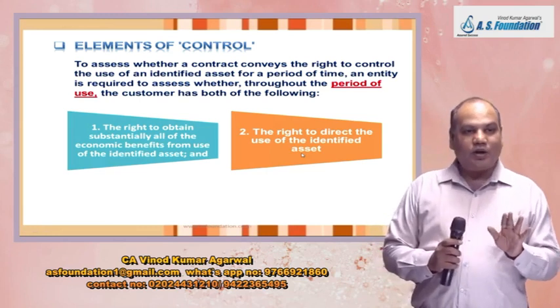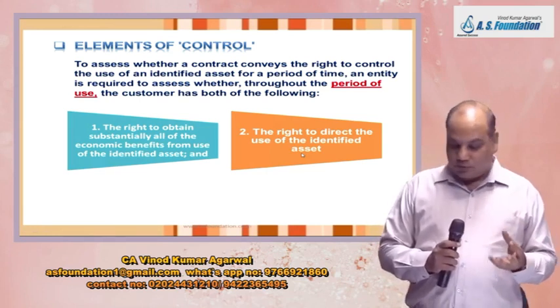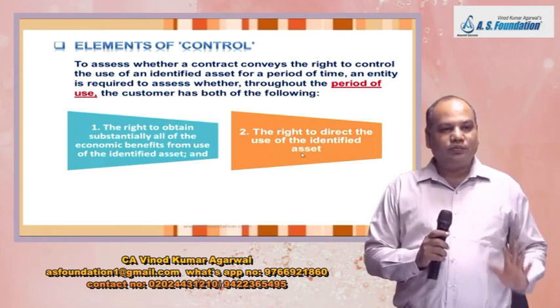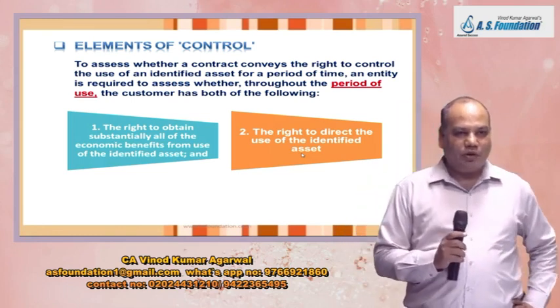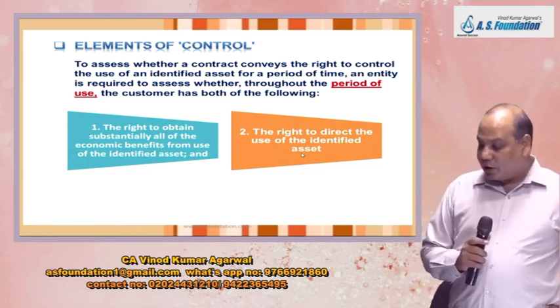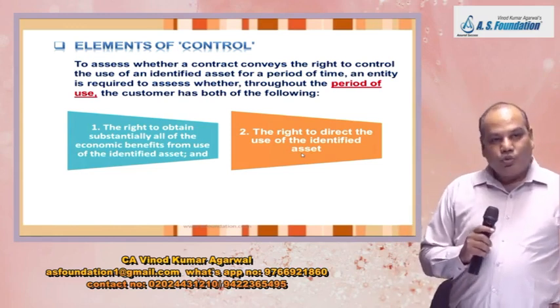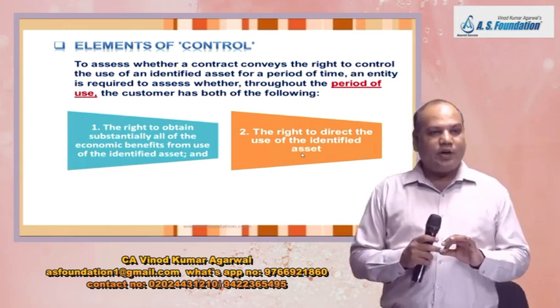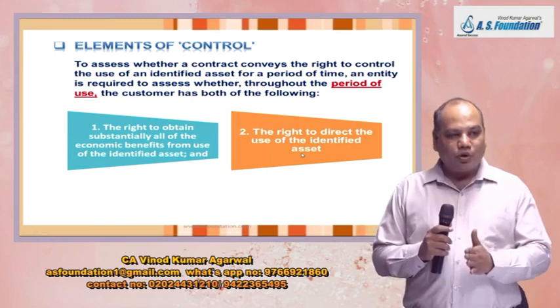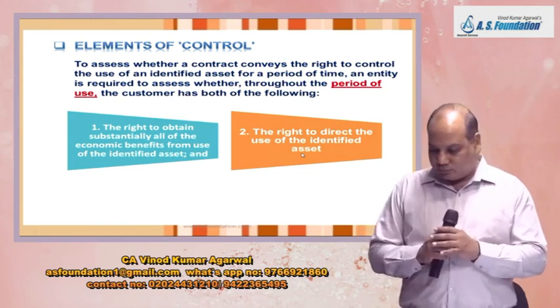First is you have the right to obtain substantially all the economic benefit. Not all, but substantially all. And second, you have a right to direct the use of the specified asset. If these two conditions are satisfied, it means you have the right of control of use of the asset.